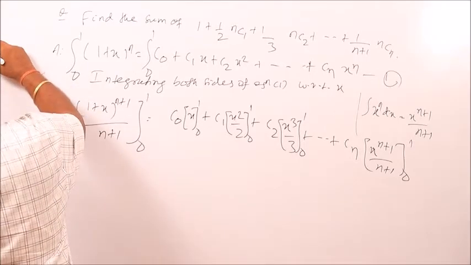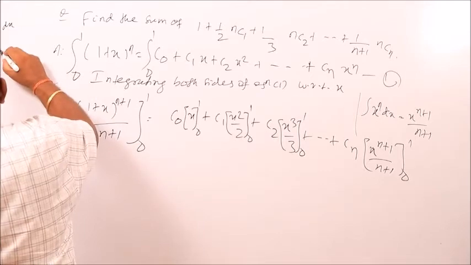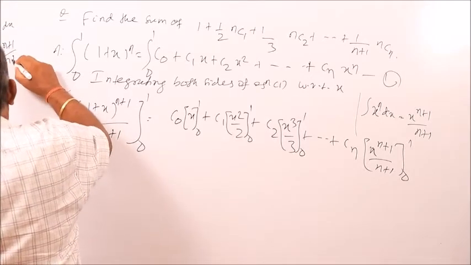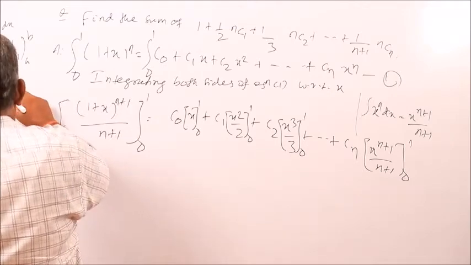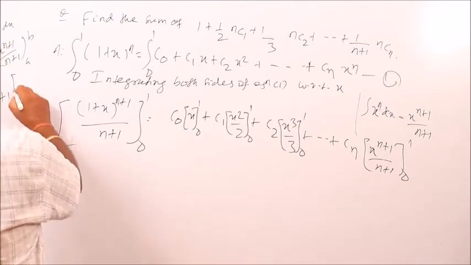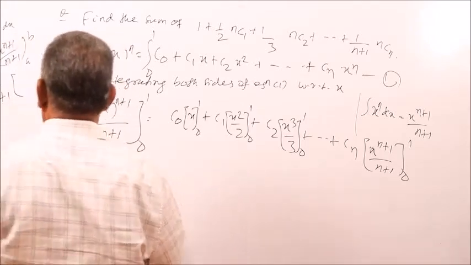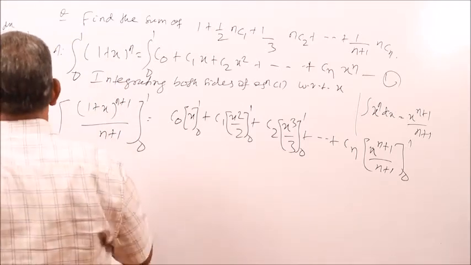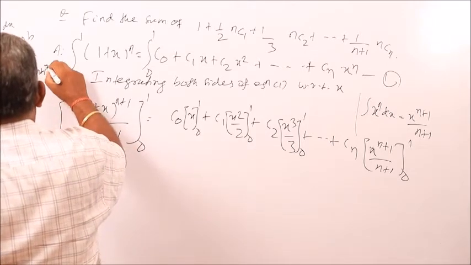Another thing, integral a to b x to the power n dx equals x to the power n plus 1 by n plus 1, a to b. We can write 1 by n plus 1 outside the bracket. Then b is called the upper limit, a is called the lower limit. First give the value of x as the upper limit, that is b to the power n plus 1 minus a to the power n plus 1, like this.